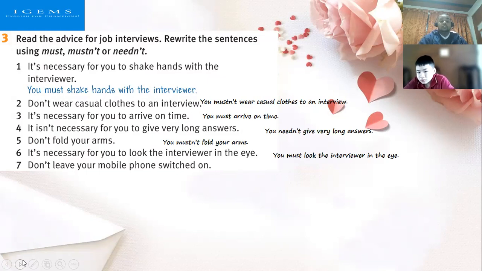Number five, don't fold your arms. You mustn't fold your arms. Number six, it's necessary for you to look the interviewer in the eye. You must look the interviewer in the eye. So when somebody's interviewing you, it's very important. I'm saying this now, but maybe within 7 years you're going to look for a job, and because of this you will need to know that. That is just a tip.